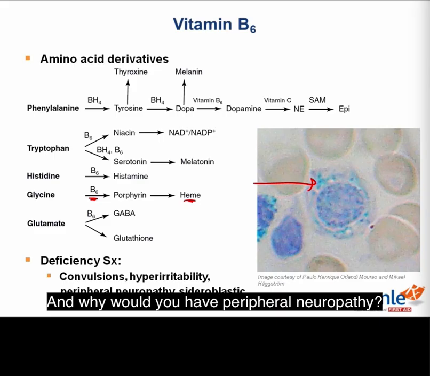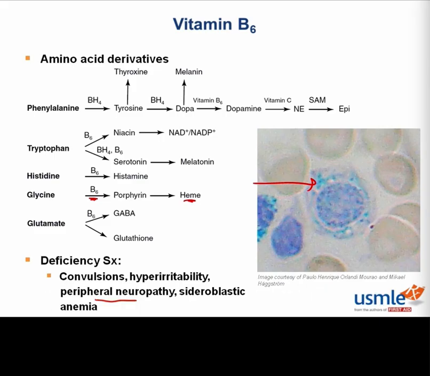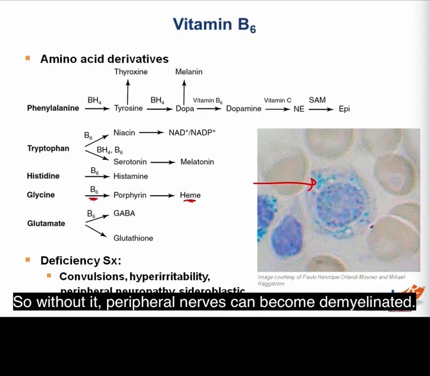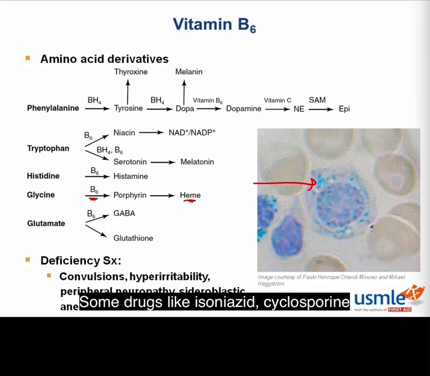And why would you have peripheral neuropathy? That's because pyridoxine is needed to make the ceramide and myelin. So without it, peripheral nerves can become demyelinated. Some drugs like isoniazid, cyclosporine, and penicillamine can inhibit pyridoxine and cause some of these symptoms.